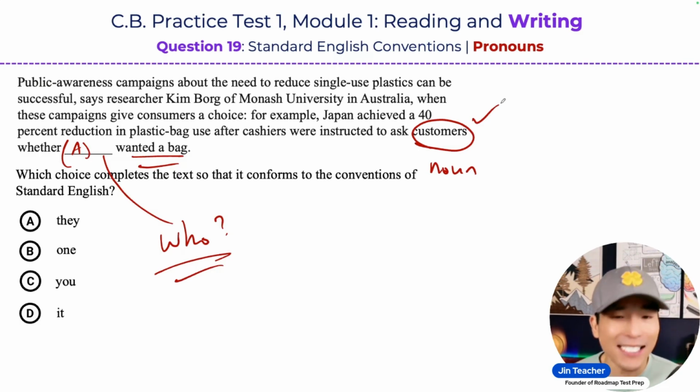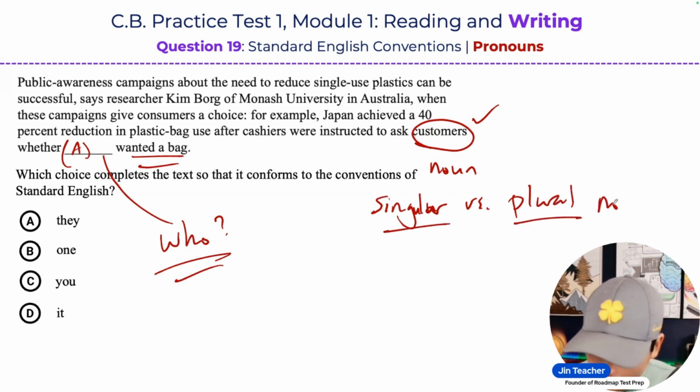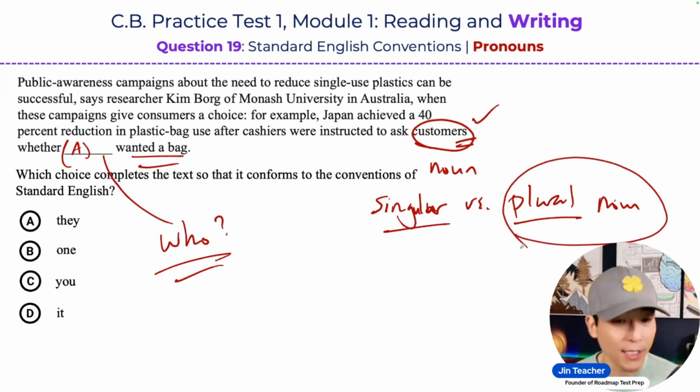The next step is to ask yourself, is customers a singular or a plural noun? Does this customers refer to just one, or is it a plural noun? Singular just means it refers to one, and plural means it refers to more than one. So customers, with the S at the end of the noun, is plural. It's referring to many, or several.